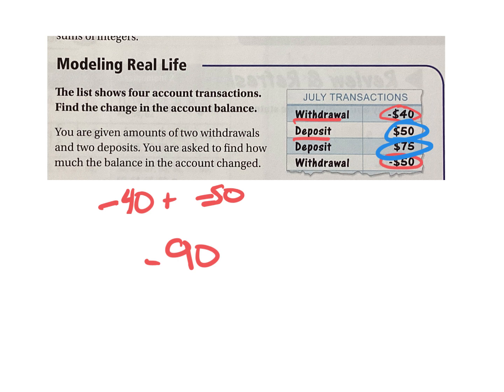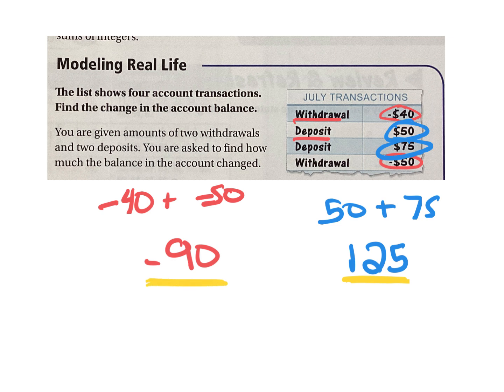So that's a positive. So when I take 50 plus 75, it gets me 125. So I added 125 into my account, and I took out 90 in that month. So we want to see where we end up. And the way we're going to do that is by adding them. So -90 plus 125. And we just need to find the absolute value of each of those.